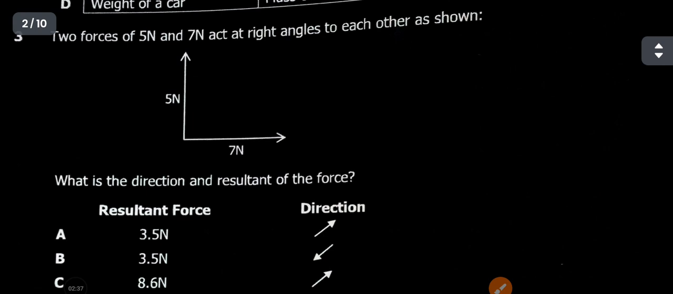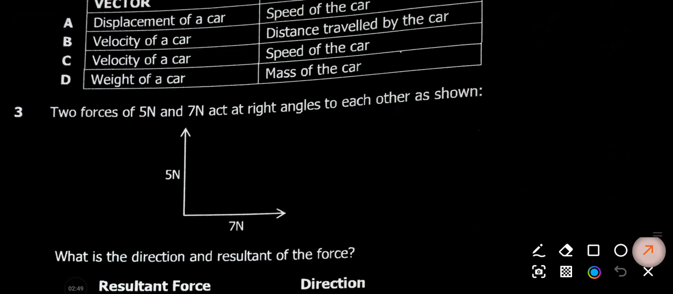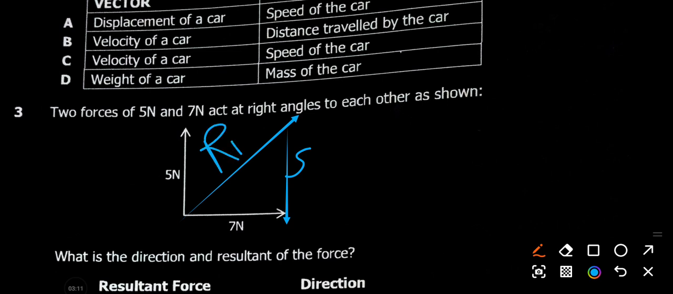Alright, question 3. Two forces of 5 Newton and 7 Newton act at right angles to each other as shown. What is the direction and resultant of the force? Okay, whenever two forces act at right angles, the resultant force acts at the center like this, and we can calculate the size of the resultant force by basically using Pythagoras theorem. So the resultant force is this one here.